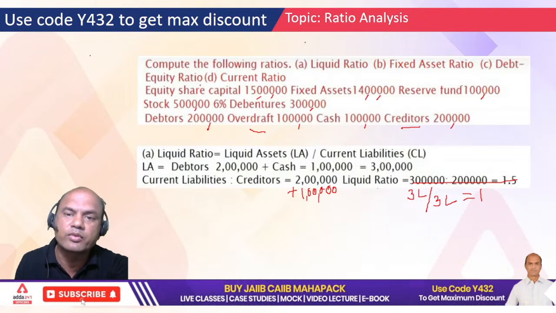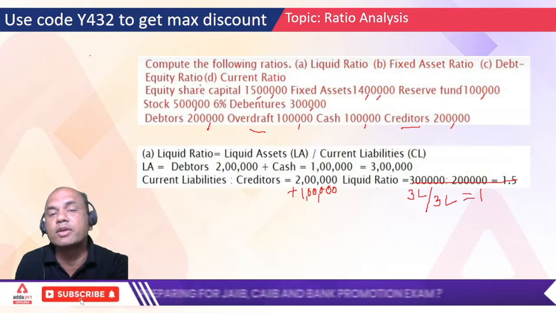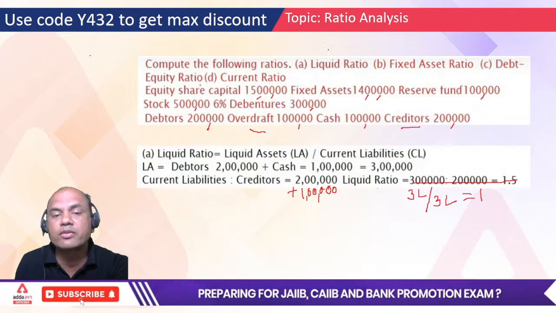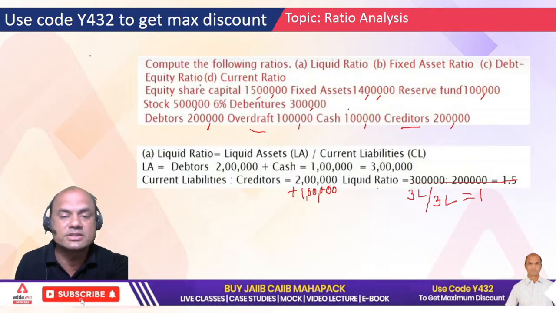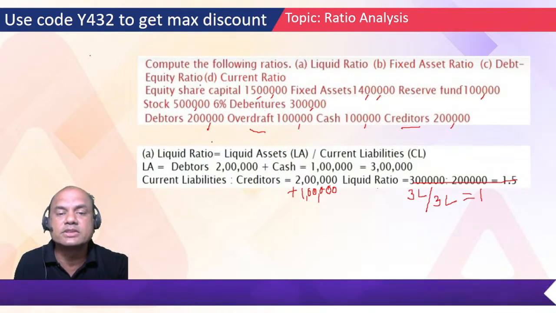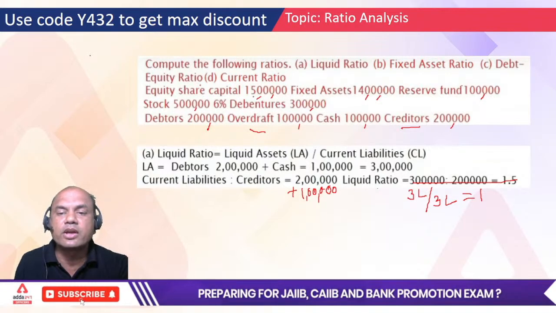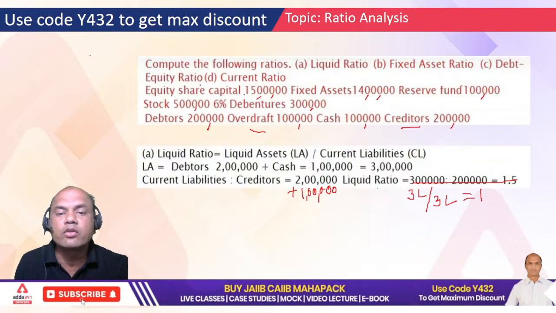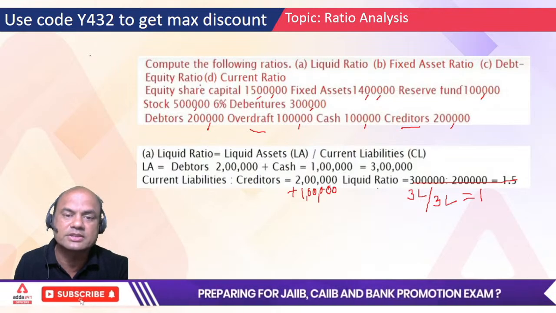Now what have we to find out? Liquid ratio. What is the formula for liquid ratio? Liquid asset upon current liabilities. Find it yourself fast. Tell me what answer you are getting. Are you getting 1 or 1.5? Type fast.